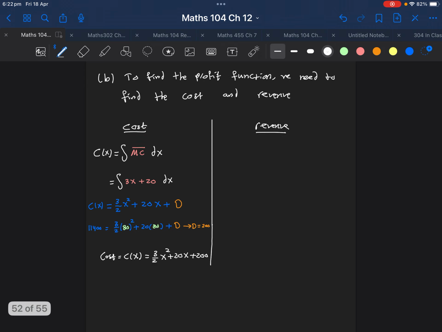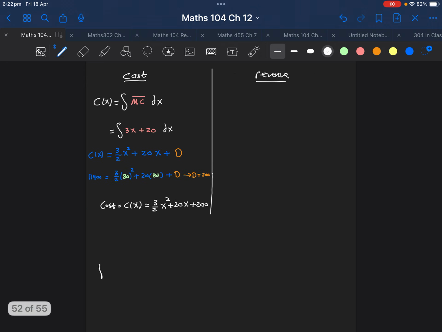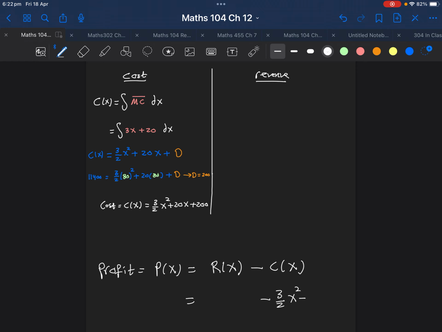Of course, why do I need to find the cost function? Because remember, at the end, you need to find the profit, which is P of x. And what is the profit? It is the revenue, which we will find now, minus the cost. For the revenue, we already found it here, so I can just plug it in.